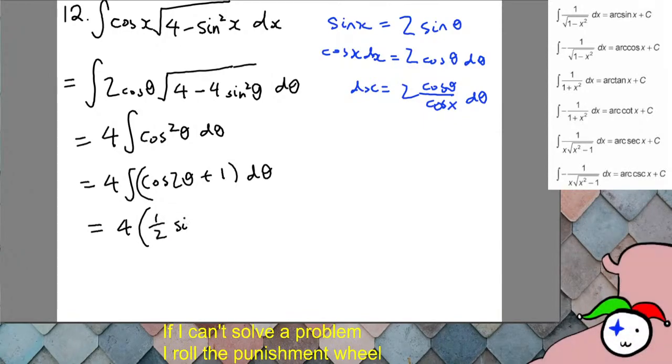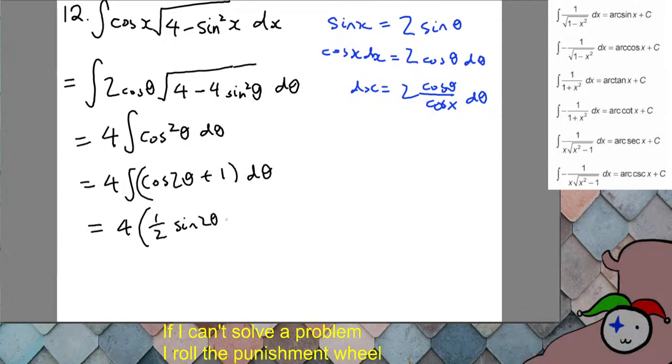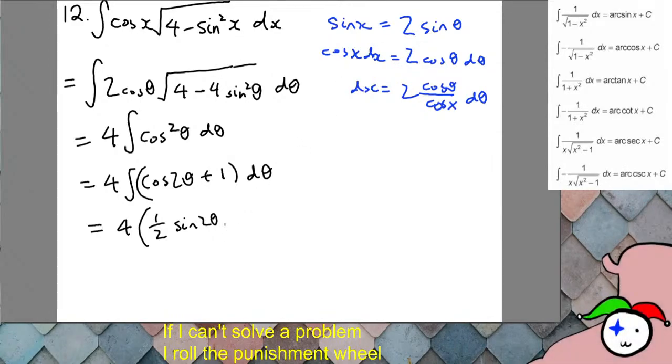1/2 of sine 2 theta. I just realised converting it back would be very annoying. Plus theta. I'm sure there's a better way to solve this. There has to be. Plus c. But what we're having now is stupid, because, okay, hang on.